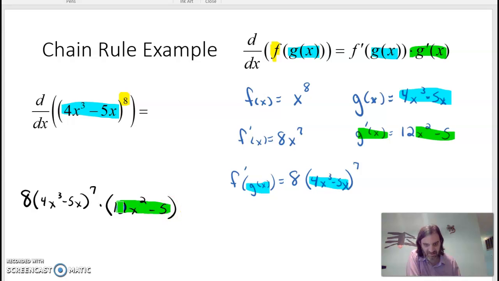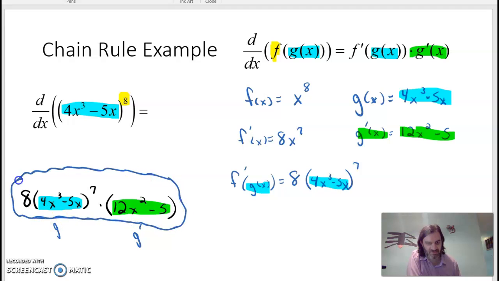So here are the parts. There's g prime. There is the g that got placed into the f prime. Okay, you could technically try and distribute that 8 into the last part, but there's not much use in it unless you just really want to. So you can kind of tell that this takes a little bit of work and a lot of care.